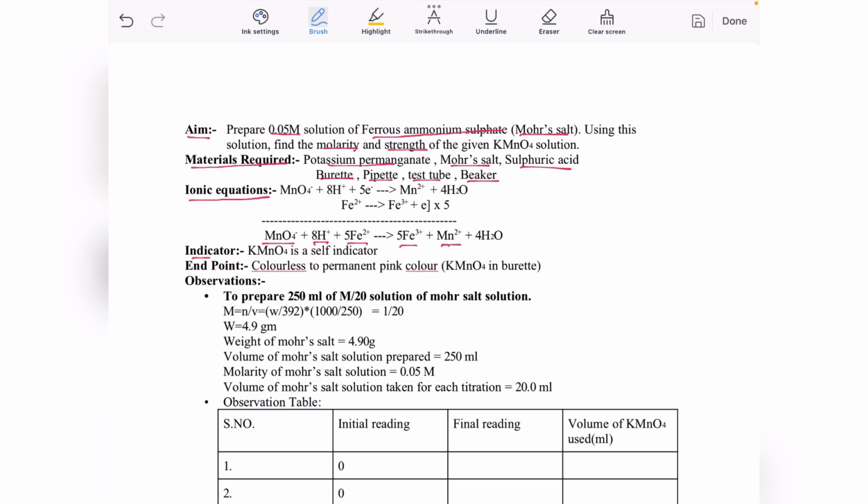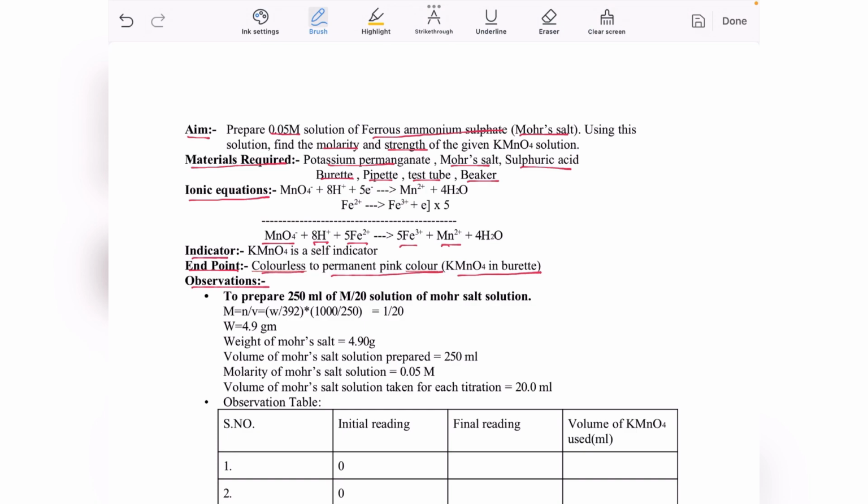Indicator: KMnO4 is a self-indicator. Next step, we write the endpoint. The endpoint for this titration is colorless to permanent pink color. And we take the oxidant, KMnO4, in the burette, and Mohr salt in the flask. Then the next step is observation.